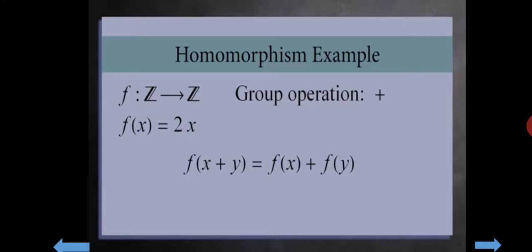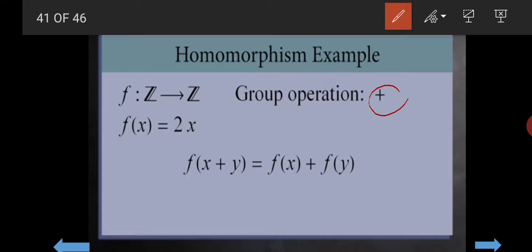Then another example, we have a function from the integers to itself defined by f of x equals 2x, and we have regular addition as our group operation. In order to check that it is a homomorphism, we need to show that f of x plus y is equal to f of x plus f of y.